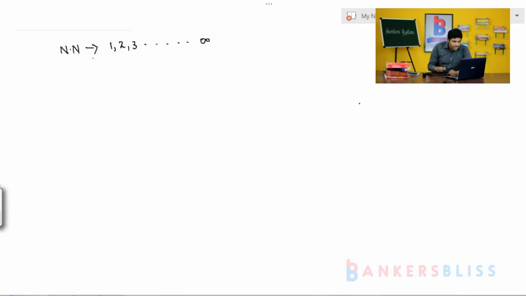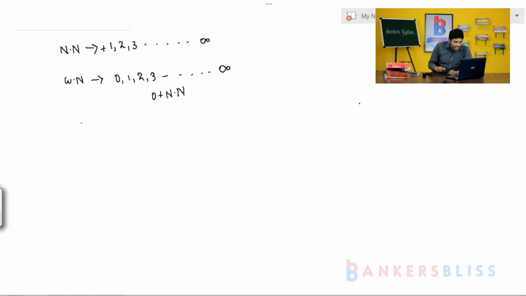Natural numbers are also called positive numbers. It starts from 1 and ends at infinity. Next, whole numbers. Whole numbers start from 0, 1, 2, 3 till infinity. Infinity means no end. Whole number is also known as 0 plus natural numbers.